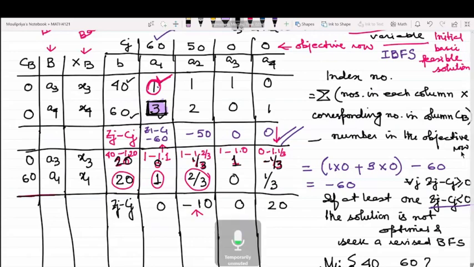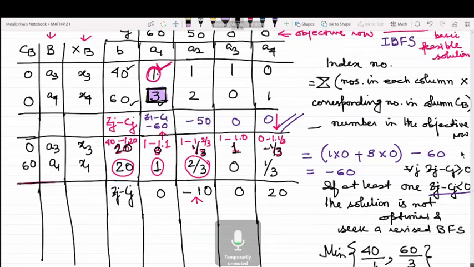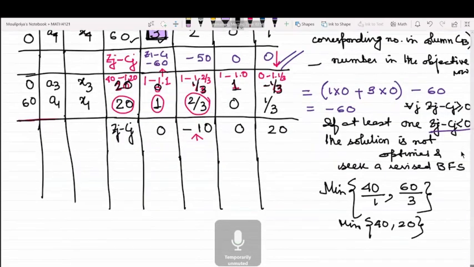We would be required to calculate the ratio, the minimum of 20 by 2 by 3, comma, 20 by 1 by 3.